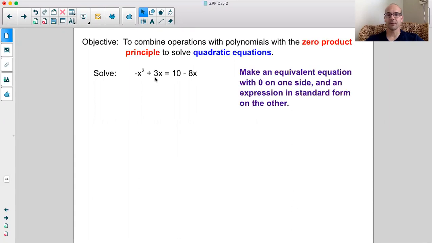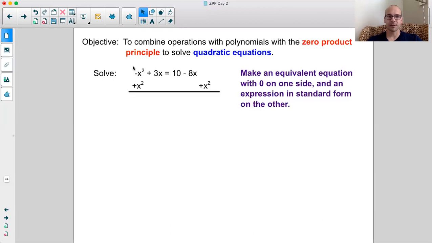For this quadratic equation, we're going to use the zero product principle, which means making an equivalent equation to the one we were given with zero on one side, and then the expression on the other side. Because we're going to end up factoring this, it's smartest to put that into standard form. So as I move terms from one side to the other, or use balanced operations to zero that side out, I want to try to get to where there's a positive x squared term, because factoring is a little bit easier that way. That's going to drive which side I go to.